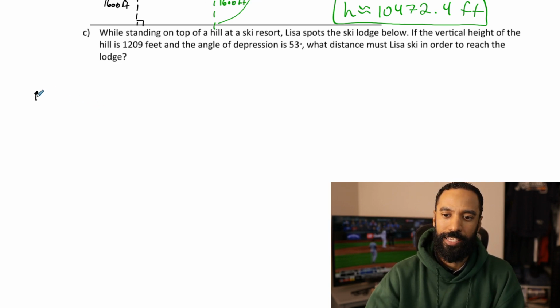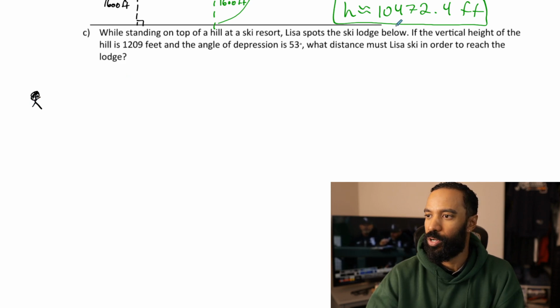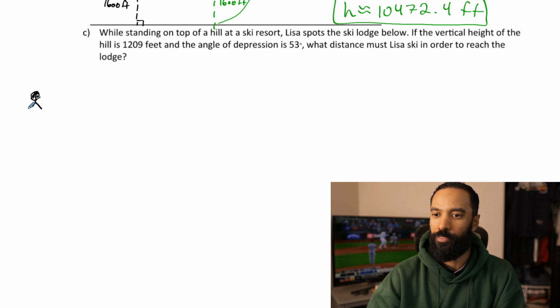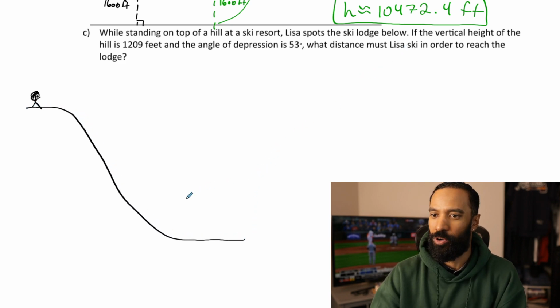All right. While standing on top of a hill at a ski resort, Lisa spots the ski lodge below. All right. I got Lisa. Hi. That's hair, by the way. All right. Lisa is on top of a hill at a ski resort. If the vertical height of the hill is 1,209 feet and the angle of depression is 53 degrees, what distance must Lisa ski in order to reach the lodge?